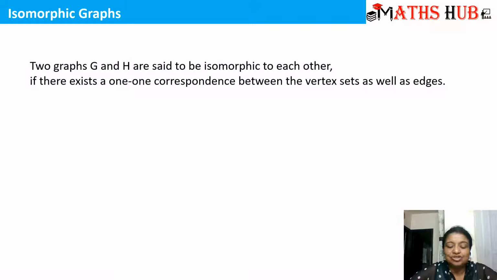We say that two graphs G and H are said to be isomorphic to each other if there exists a one-to-one correspondence between the vertex set as well as the edges. One-to-one correspondence means that we are able to define a function from the graph G to the graph H so that the vertices and the edges are all preserved, right? Now, what do we mean by preserved?